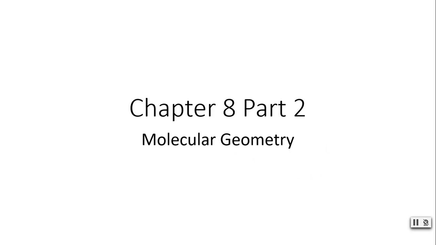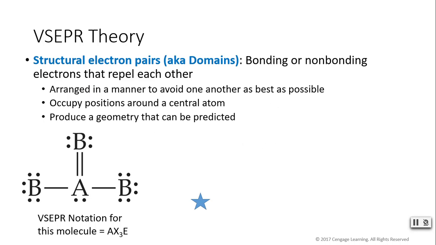To be able to link a Lewis dot structure to a particular molecular geometry or shape, we need to introduce a new theory, which is called VSEPR. Don't need to know this, but VSEPR is an abbreviation for valence shell electron pair repulsion theory. It's a mouthful, which is why we say VSEPR. VSEPR theory states that the shape of a molecule is due to the domains or the structural electron groups that are attached to a molecule's central atom.